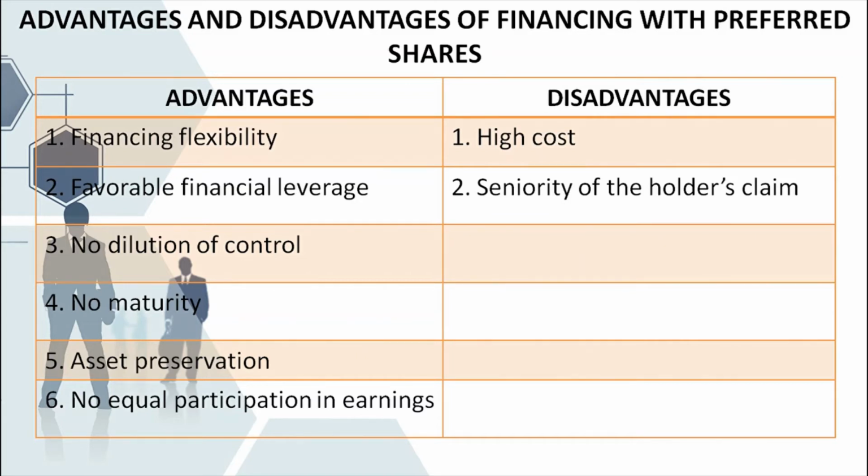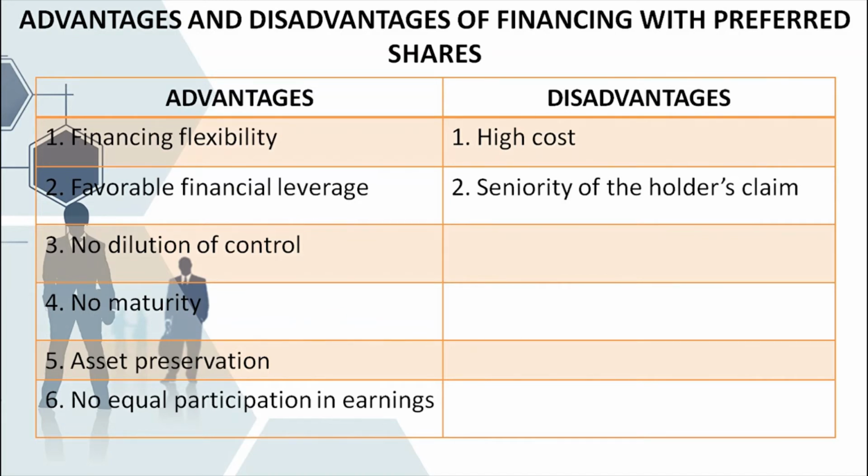The third advantage is no dilution of control, because by selling preferred share which lacks voting rights rather than ordinary share, the firm avoids sharing control with new investors. Number 4, no maturity, because preferred share do not have to be repaid. The fifth advantage of preferred share is asset preservation, because the corporation does not have to pledge asset as collateral when issuing preferred share. Number 6 is no equal participation on earnings, because non-participating preferred share is limited to a stipulated dividend only.